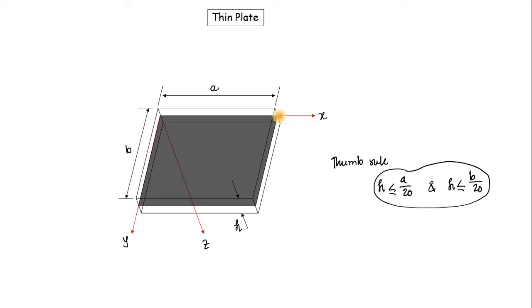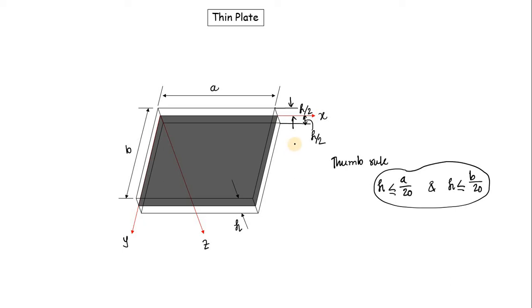So here our coordinate axes are x and y. That means x and y merge with the neutral plane, and z is perpendicular to the neutral plane. So the neutral plane is very important for the analysis of a thin plate. Here we can write that this dimension is h by 2, and this dimension is also h by 2.